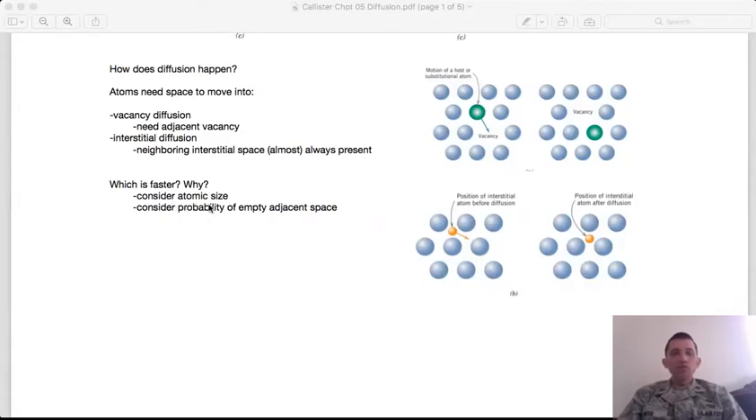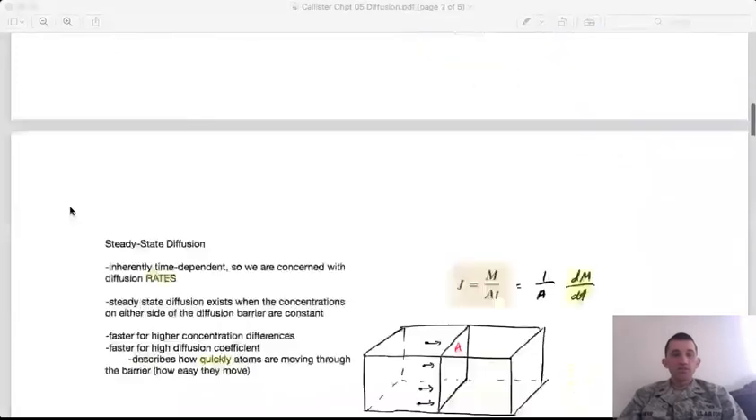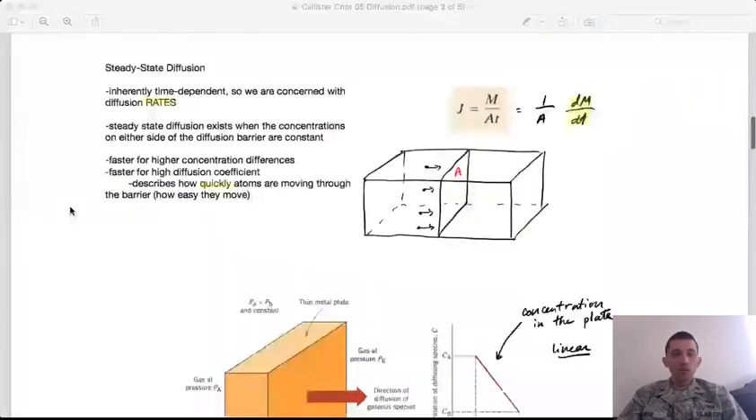And so on both of these accounts, you will see that interstitial diffusion is generally much faster, because there's only that one activation energy that needs to be overcome, because there's always an adjacent space. There's no need to create one. And the atoms are much smaller, so they can move through the material much easier. Later in this set of notes, we'll see a table where we can look at some numbers that compare vacancy versus interstitial diffusion rates.